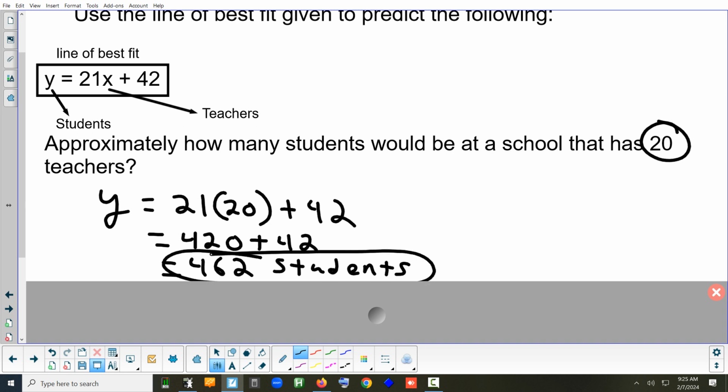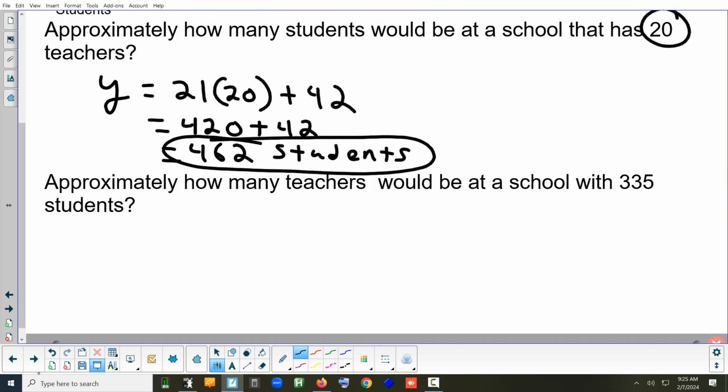So based on some data, maybe somebody surveyed like 100 different schools. They put all that data into the graphing calculator, came up with that formula. And based on that formula, a school with 20 teachers would have 462 students. All right, now let's try this. How many teachers would be at a school that has 335 students?